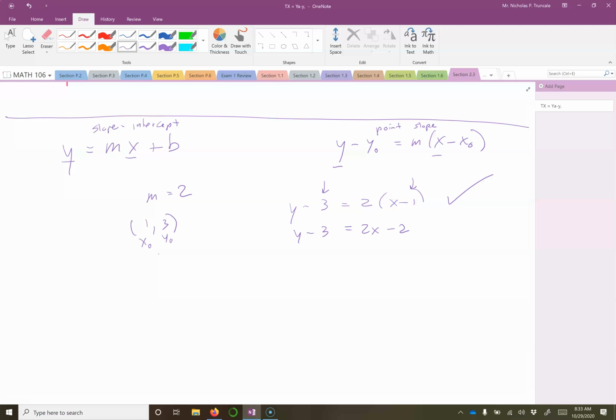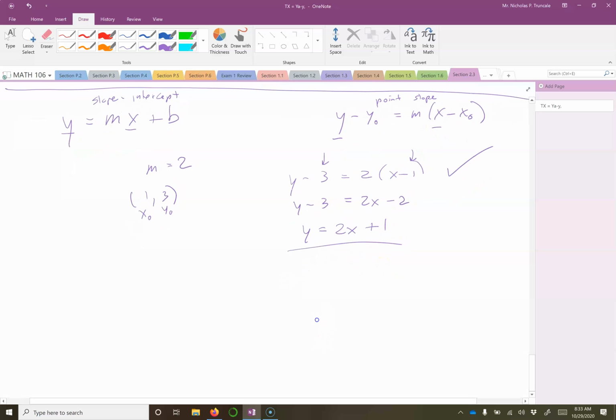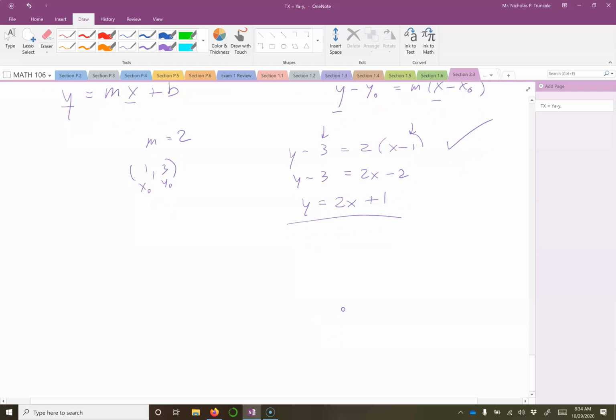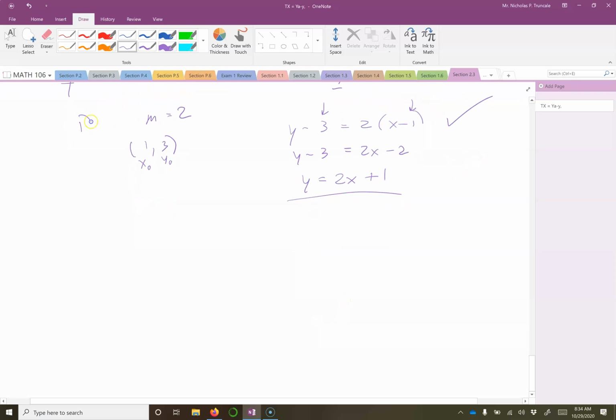Okay? So now you have this, and then you basically just solve that equation for y. And let's see what we'll get. We'll get y equals 2x plus 1. So clearly that's in slope-intercept form. So a couple different things I could give you is, if I don't give you a slope and a point, so that's one way.